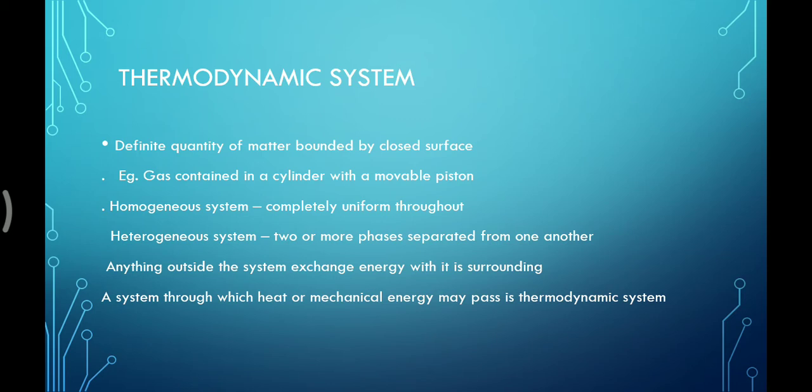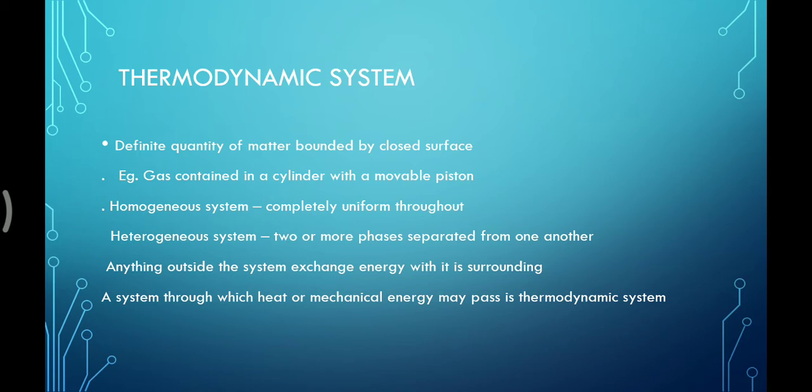Now it consists of two or more phases, that is, two matters are combined in a heterogeneous system. For example, a liquid with gas molecules, or a solid with a liquid, or immiscible liquids. All of that is a heterogeneous system.